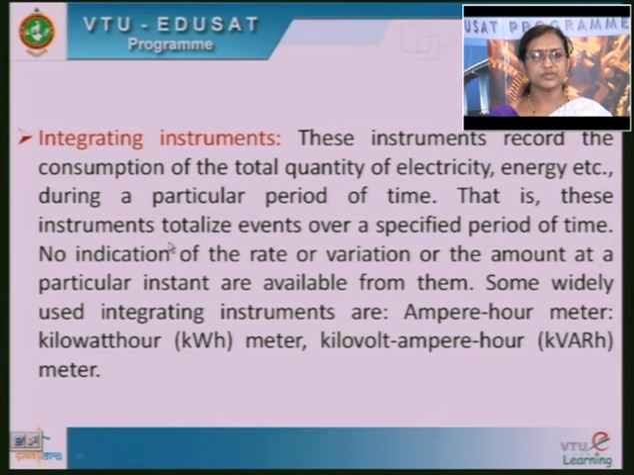These instruments totalize the events over a specified period of time. No indication of the rate or variation, or the amount at a particular instant, is available from them. It does not give the value at that instant; it gives how much is consumed over a period. Those types of instruments are called integrating instruments. Some widely used integrating instruments are the ampere hour meter, the kilowatt hour meter, which means the energy meter, and the kilovolt ampere reactive hour meter, that is the kVARh meter. These are examples of integrating instruments.